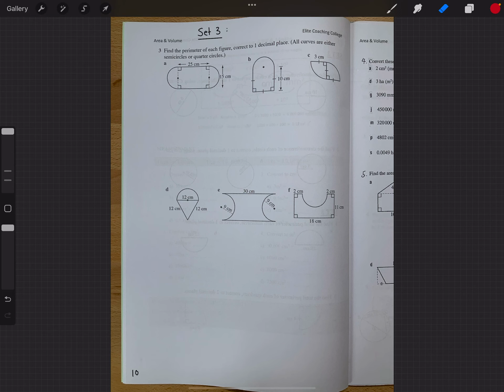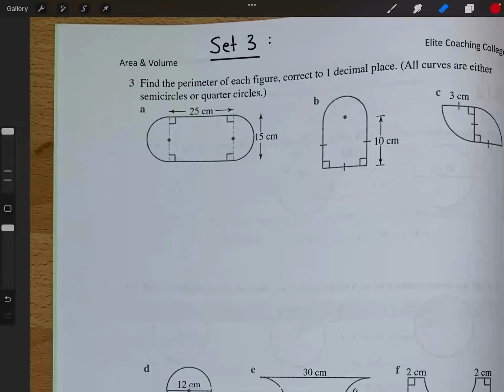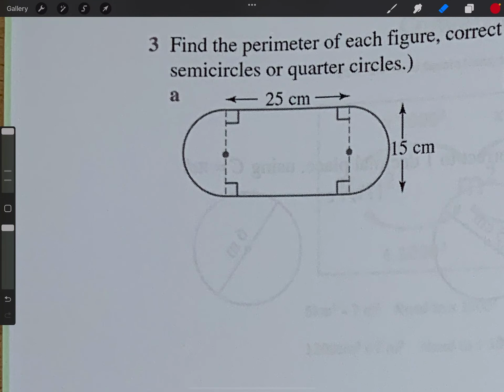On page 10, we're doing Set 3, Question 3. It says find the perimeter of each figure, correct to one decimal place. All curves are either semicircles or quarter circles. Okay, so 3a, we need to find the perimeter of this shape, which means that we need to find the distance that goes all the way around the outside of this shape.